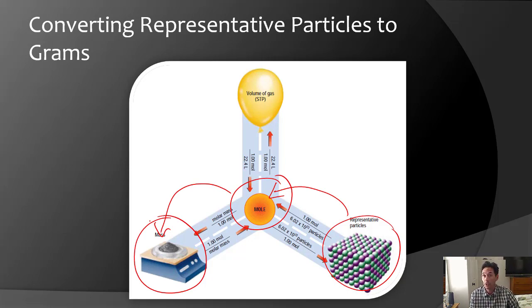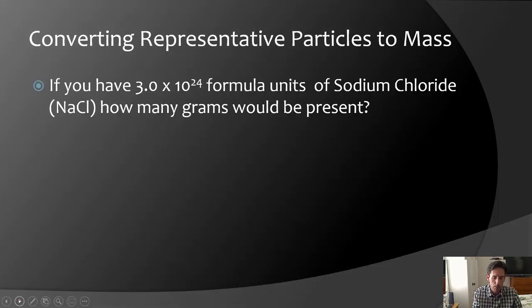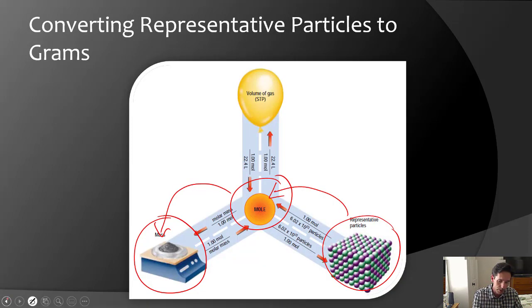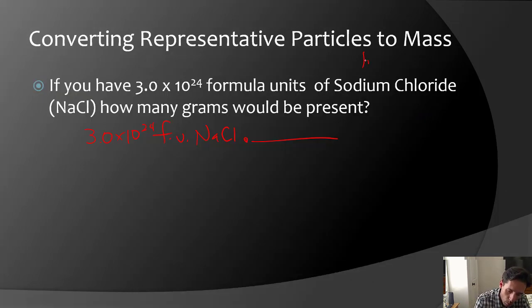So again, how many equations are we going to use? 2 equations. Okay? So in this particular problem, we're starting with 3.0 times 10 to the 24th, and this is formula units of NaCl. First thing first, got to remember, we are going from representative particle to mole, which means 1 mole of anything is equal to 6 times 10 to the 23rd. That's what we need to have. So 1 mole of NaCl is equal to 6 times 10 to the 23rd formula units of NaCl.